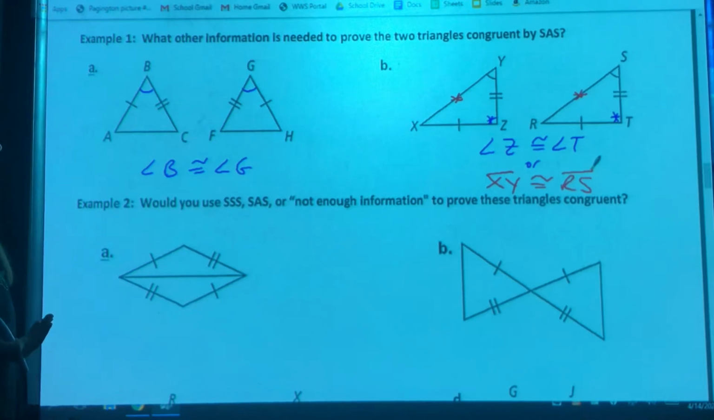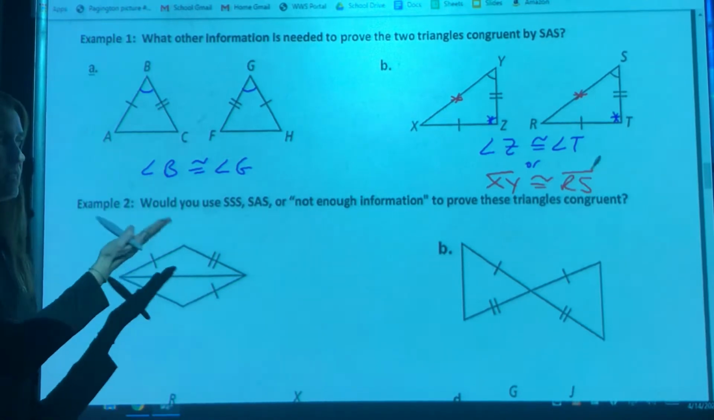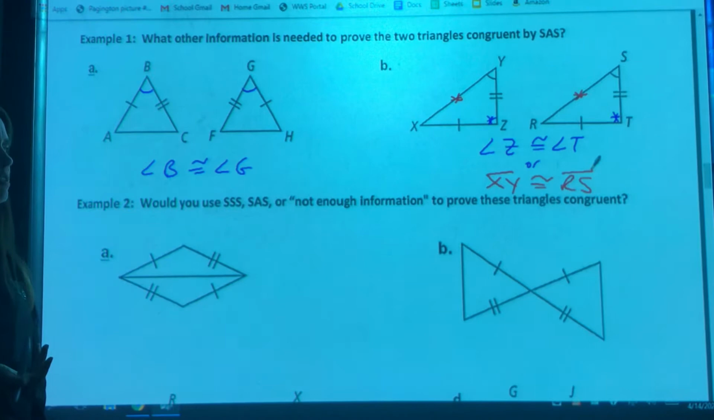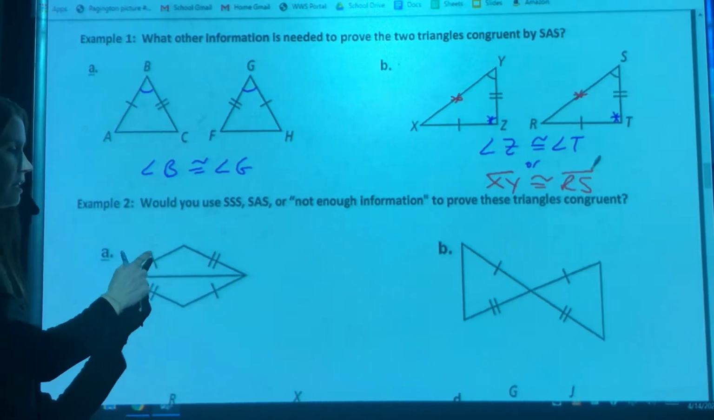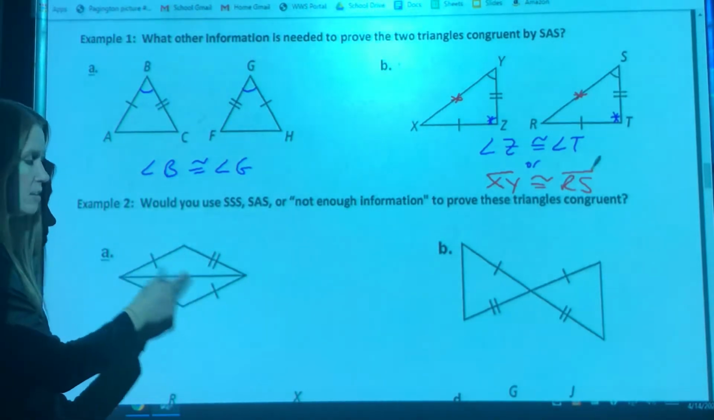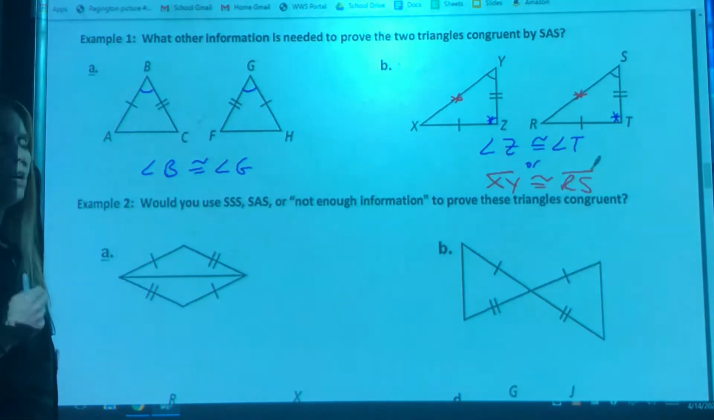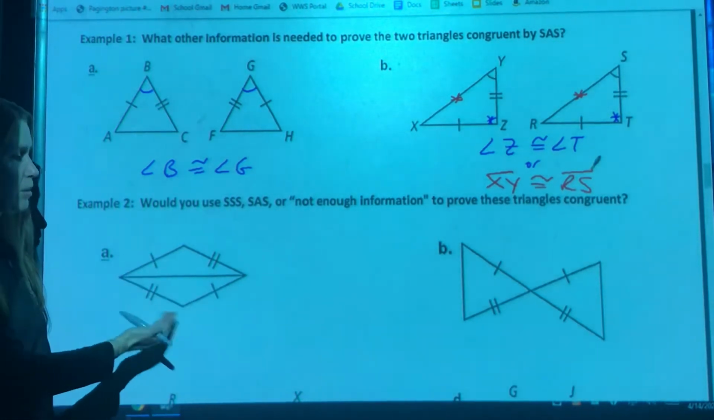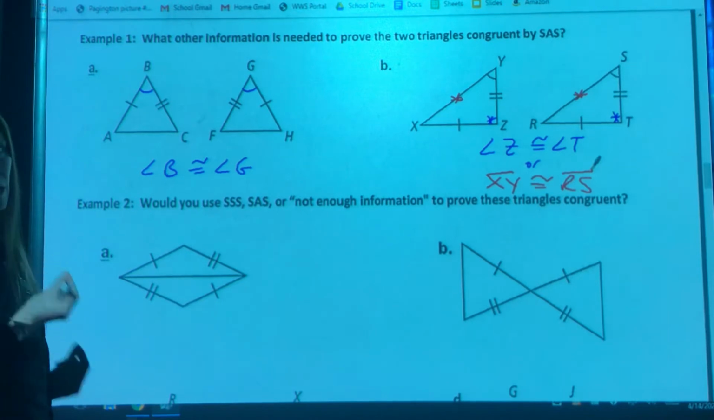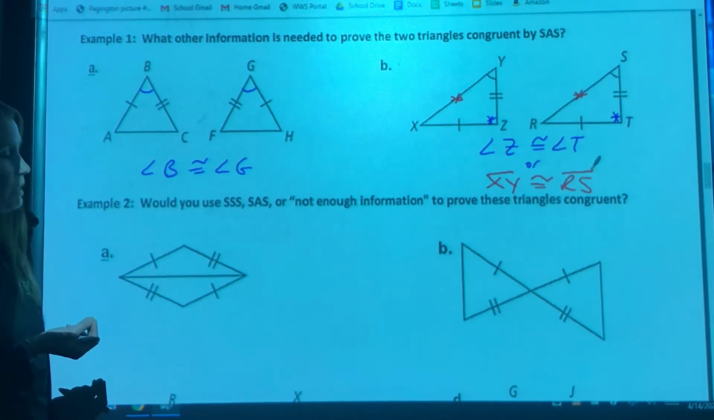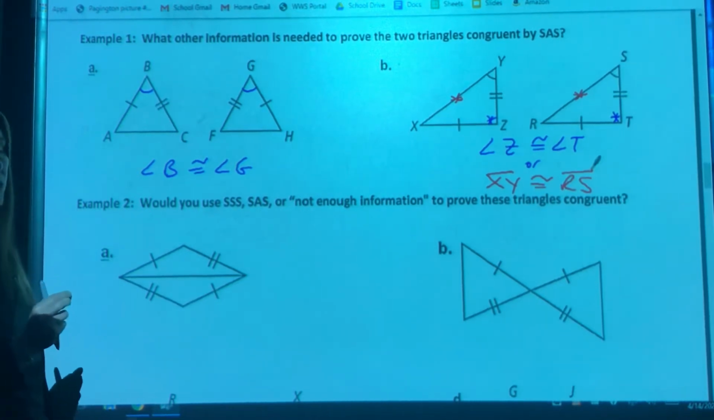Okay, down here on example 2, it's saying, would you use side, side, side, side angle side, or there is an option of not enough information to prove these 2 triangles are congruent to each other. Okay, so I can see that these two sides are congruent, these 2 sides are congruent, but that's only 2 pieces of information for each. What you need to get in the habit of doing is looking at your picture to say, is there anything else that I know is congruent besides what is marked on the picture? That I know for sure is congruent. I can't just guess, but do I know that it's for sure congruent?